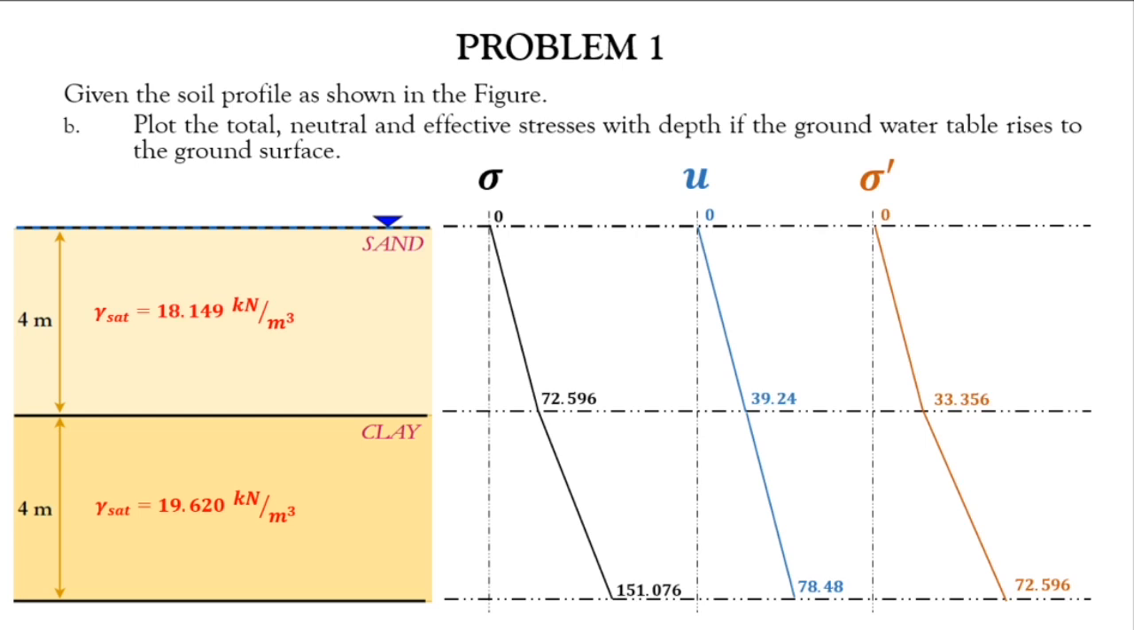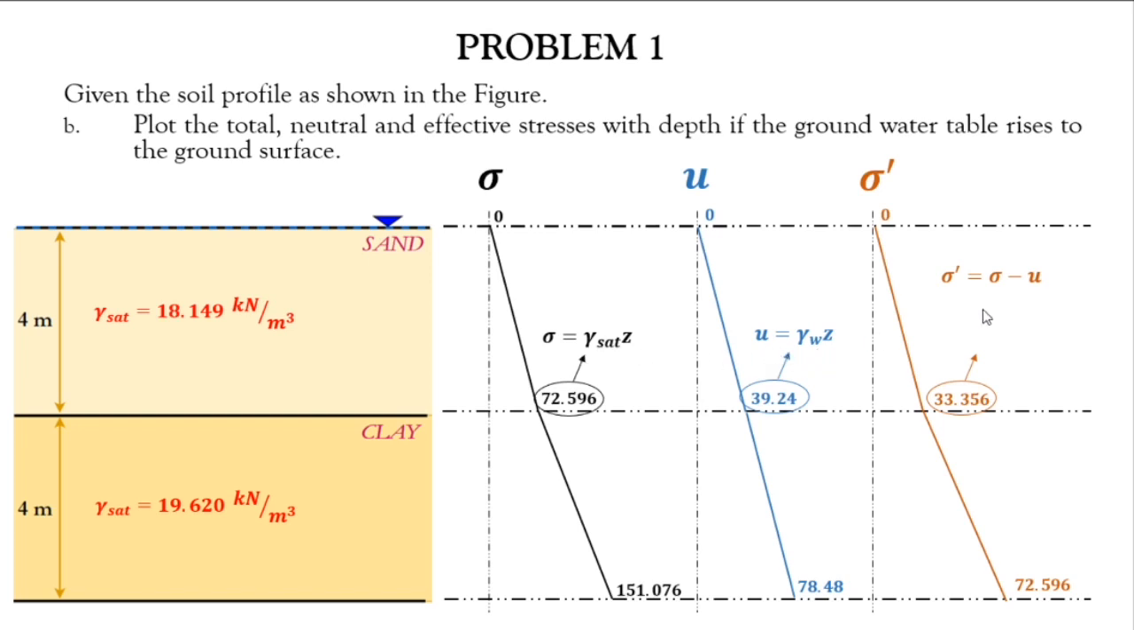72.596. So, just a recall, para ma-solve natin itong 72.596, ginamit lang natin yung formula na gamma Z. Tama ba? So, this is gamma sat, pero this time yung gamma natin ay saturated dahil ito ay below the groundwater table. It is submerged and saturated. And para naman sa water, we have syempre gamma ng water times the height Z, which is parehas lang din naman ng ginamit nating height dito. Kaya yung 33.356 is just the difference between the total stress and the pore water pressure.